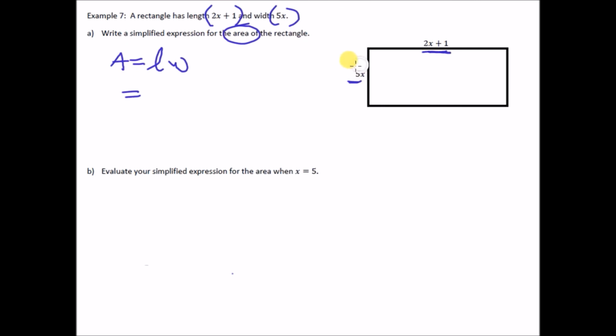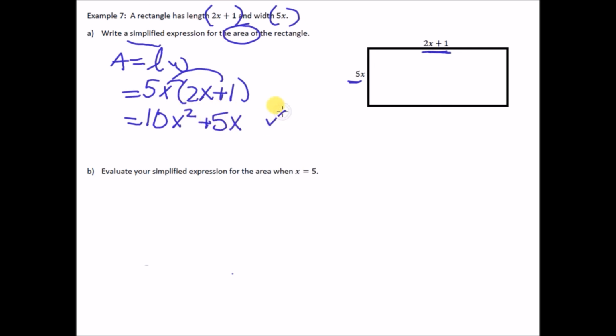So I would like to write the 5x, like the monomial, first. So let's call 5x the length, and let's call 2x plus 1 the width, okay? So simplified means that we have to expand and then collect like terms. So I get 10x squared plus 5x. Okay, so this right here is a simplified expression for the area of this rectangle.